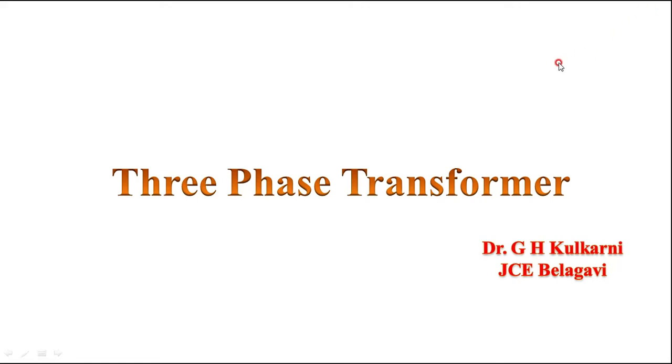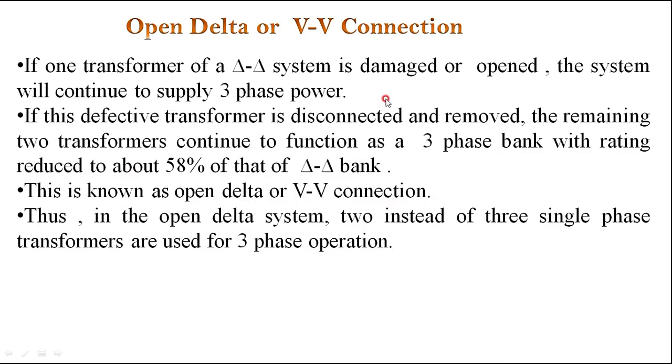In this session, we will discuss the VV connection, also called the open delta connection. Start with the open delta or VV connection. If one of the transformers of a delta system is damaged, has a fault, or is opened, then still the system will continue to supply three-phase power.